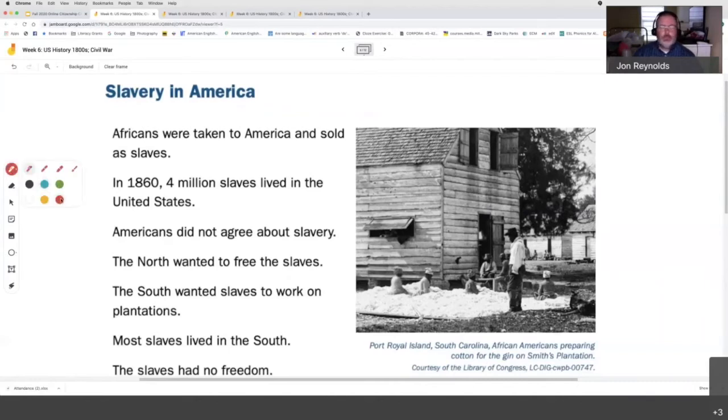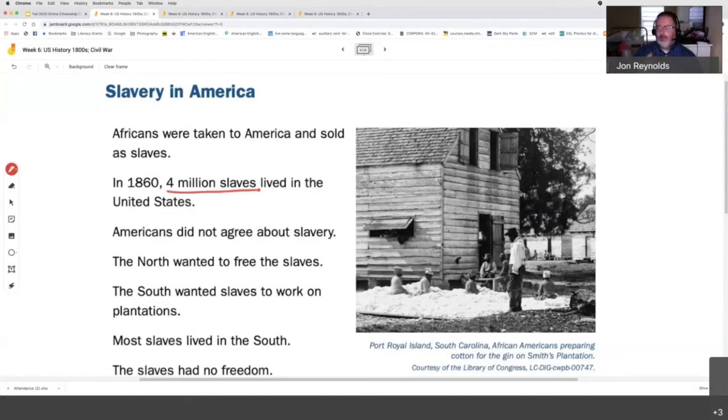And again, it wasn't just America, but eventually countries like England, Spain, France, they stopped bringing slaves over long before the United States did. In fact, the United States continued to allow slavery up until the 1860s. In fact, in 1860, we had 4 million slaves living in the United States. So keep in mind, this was not an easy topic. And this is, again, the 1860s.